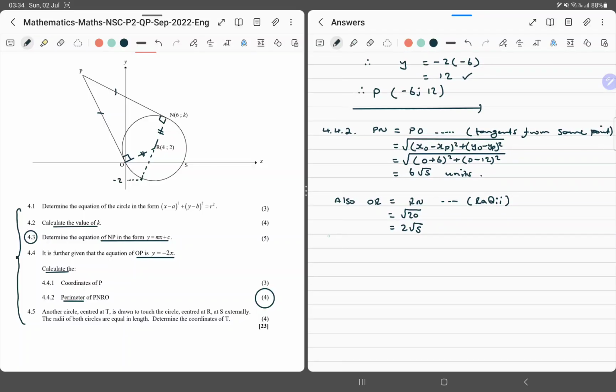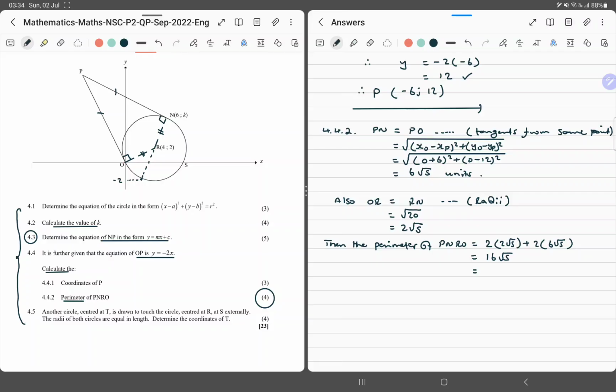We can say then the perimeter of PNRO is going to be 2 into 2 root 5 plus 2 into 6 root 5. All right, so this is essentially 2 into 2 root 5 plus 2 into 6 root 5. This is basically 16 root 5.